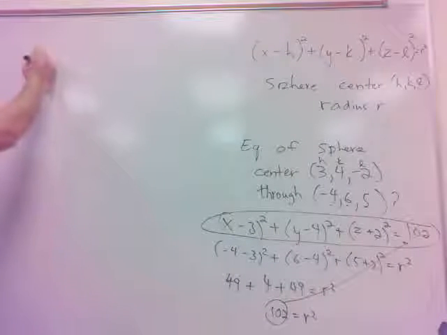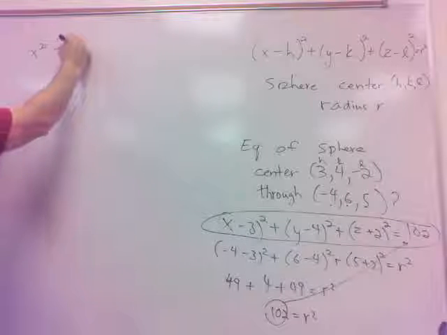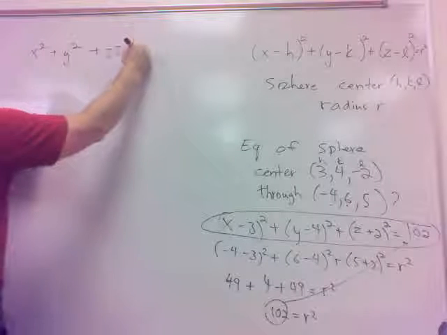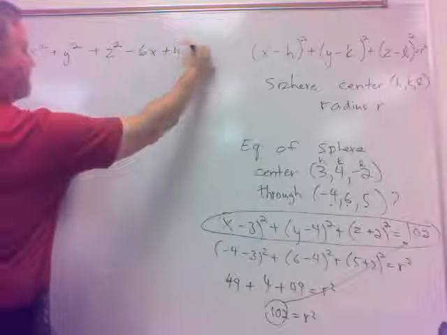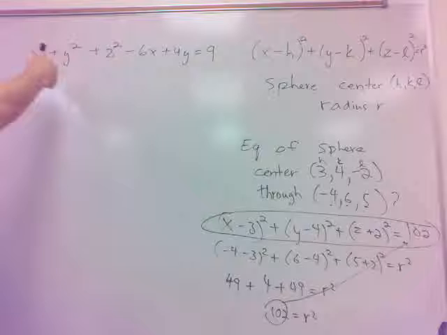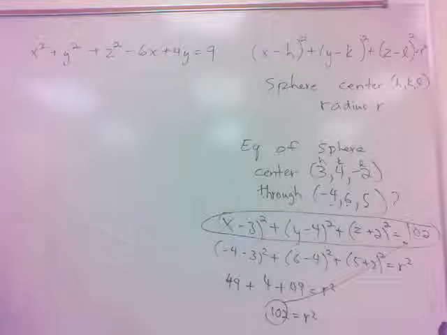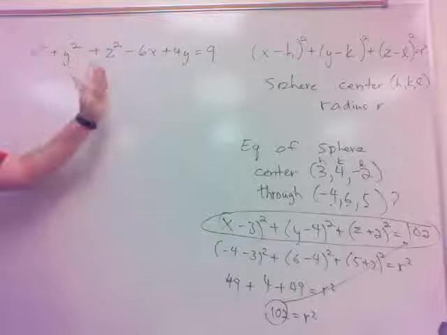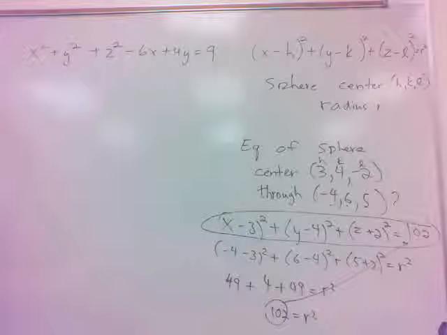If we go the other way, let's see, x squared plus y squared plus z squared minus 6x plus 4y equals 9. Well, obviously, with the x squared, the y squared, and the z squared added together like that, that alerts you to a sphere. If it was x squared plus y squared minus z squared, or it wasn't all three added together, or one of them was a cube, then that's something different. Gets pretty complicated pretty quick here.